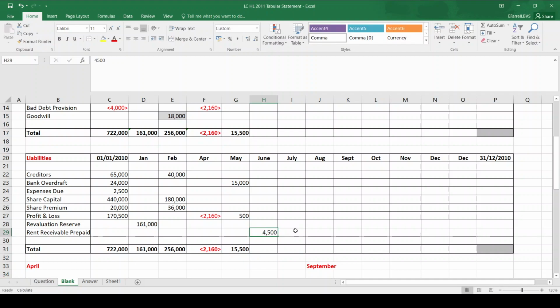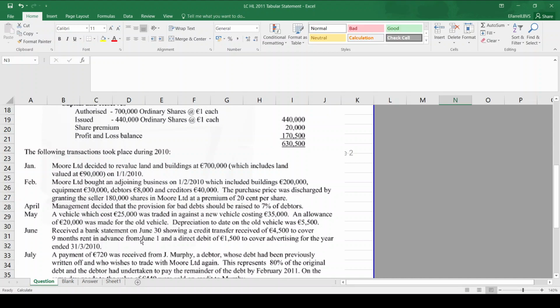Now, that will always be a liability, because it's always rent receivable or prepaid in these questions, so it will go down below in liabilities. We need to be more careful with the expense, because sometimes the expense is due and sometimes it's prepaid. So the date is very important.